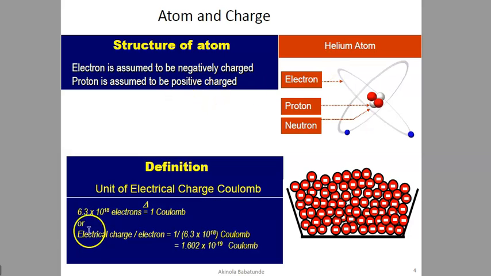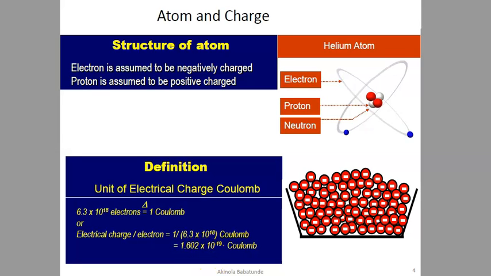So if you divide both sides by 6.3 times 10 raised to the power 18, that means you put 6.3 times 10 raised to the power 18 here as a division, and then you also put it here as a division. What you have is electrical charge per electron will be equal to 1 over 6.3 times 10 raised to the power 18 coulomb, and that gives us 1.602 times 10 raised to the power minus 19 coulomb.